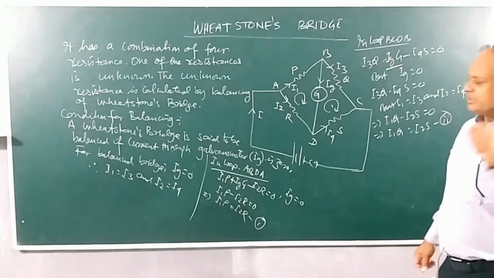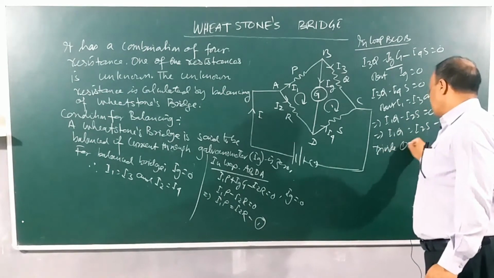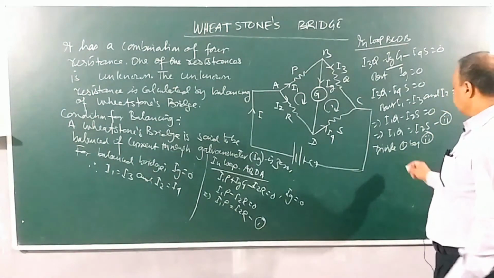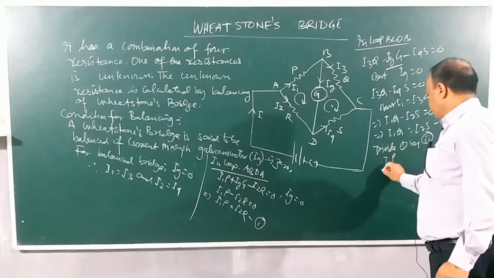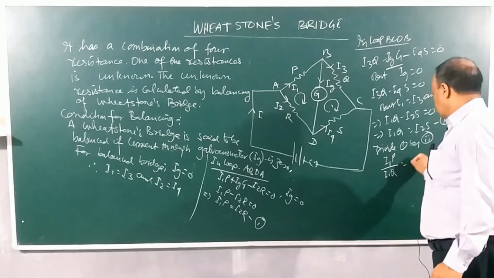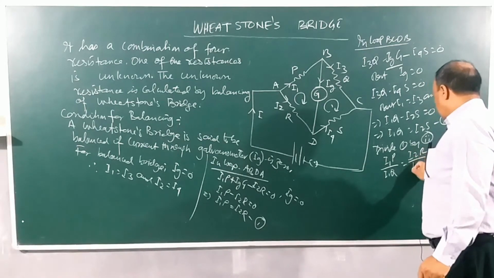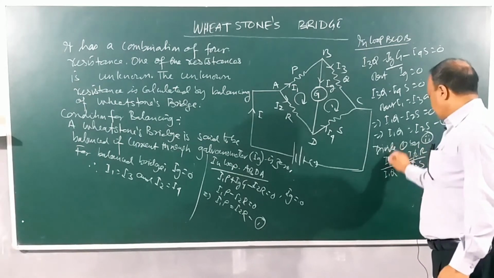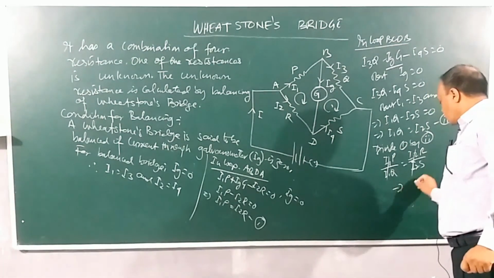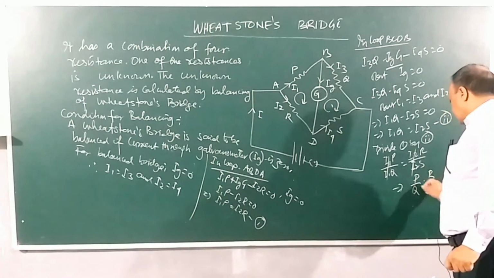Now I'll just divide 1 by 2. Children, if you divide 1 by 2, then what do we get? I1P divided by I1Q is equal to I2R divided by I2S. We can cancel out I2 and I1. So here is the condition of balanced bridge, children. P by Q is equal to R by S.